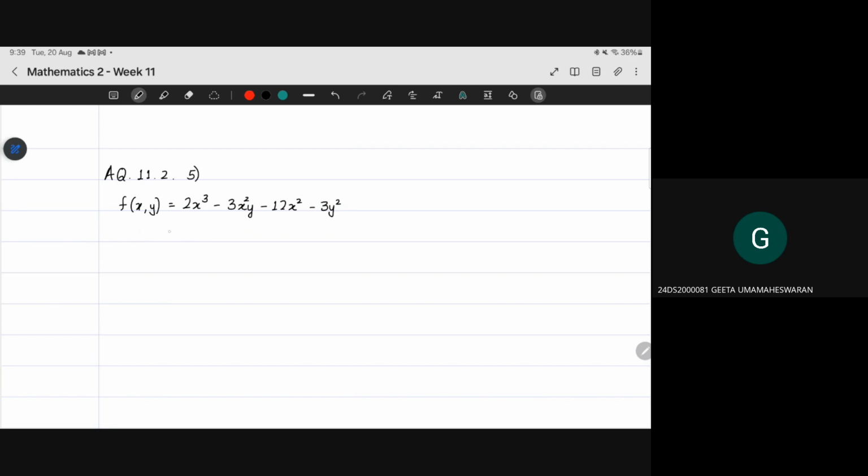Let's just see what critical points F has. So you need to see Fx, Fy, or the gradient of F at x comma y. This is 6x squared minus 6xy. So to see what are the critical points of F, we have to equate this vector to the zero vector, right?